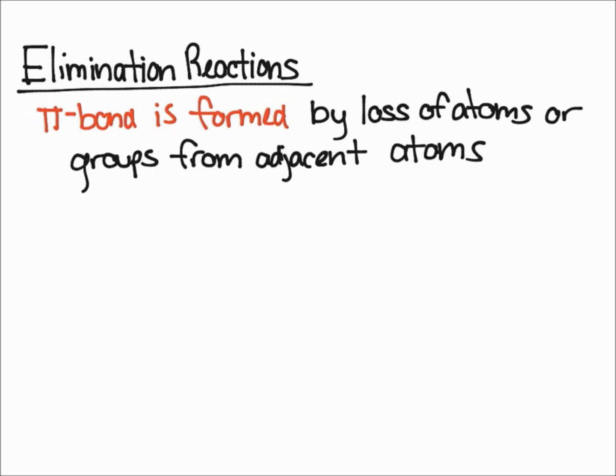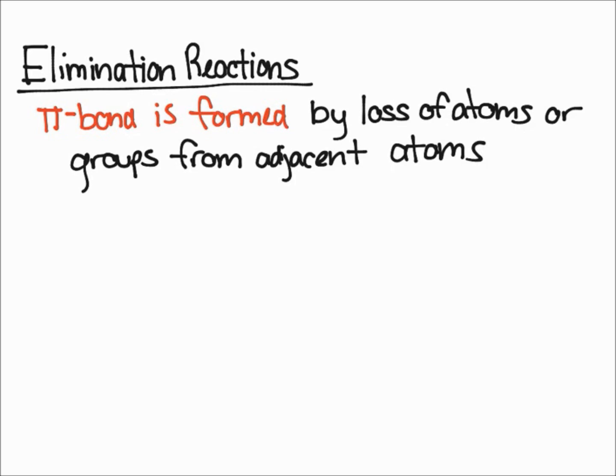So in this video, I'm going to talk about elimination reactions as well as E1 elimination reactions. But first, I'm going to give a brief summary about what elimination reactions are. An elimination reaction is a reaction in which a pi bond is formed by the loss of atoms or groups from adjacent atoms. Sometimes it's called either beta elimination or 1-2 elimination.